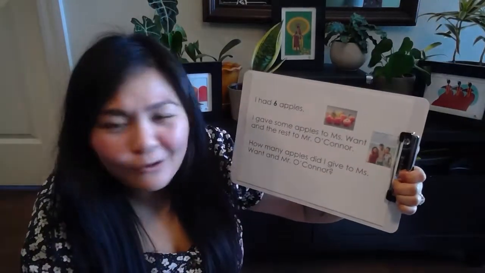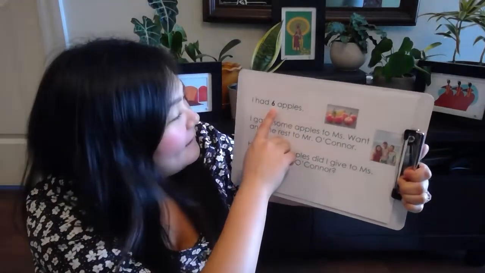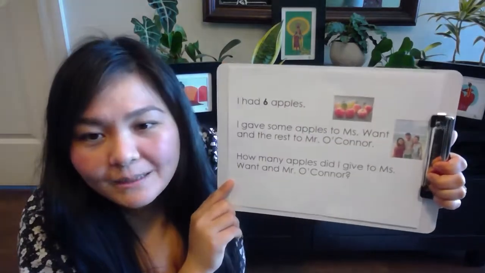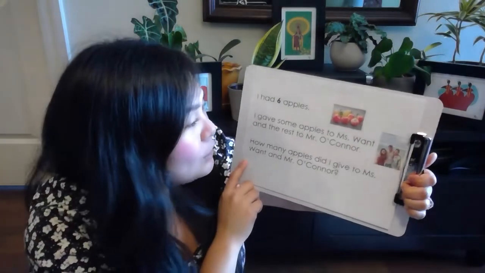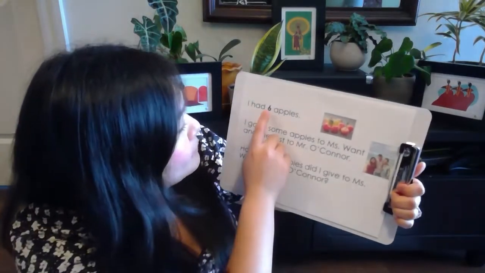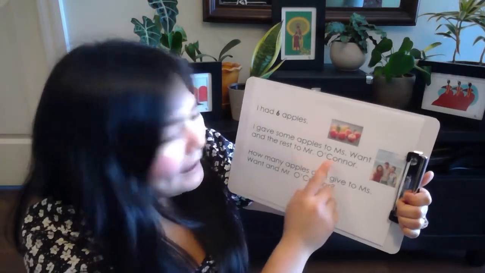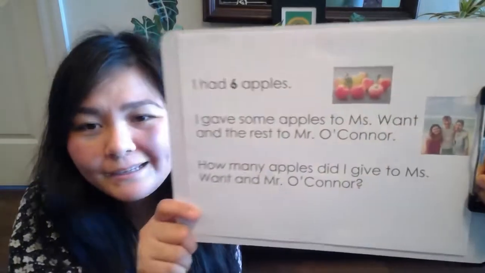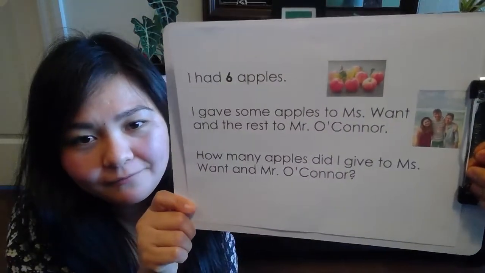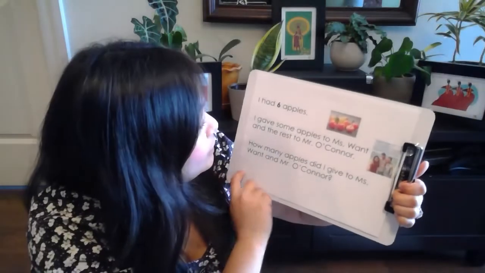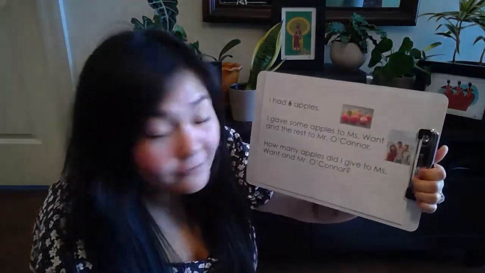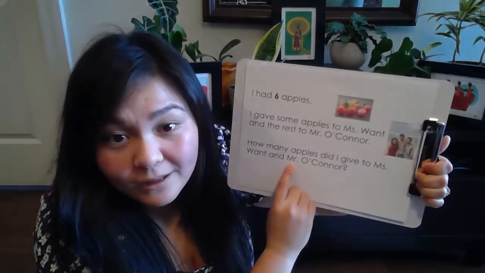Oh, I see a numeral. That's the number 6. So now I know that the character had 6 apples. I don't see any more numerals or quantities, so I'm still wondering how many apples the character gave to Miss Watt, and then how many they had left over to give to Mr. O'Connor. But it doesn't look like the author is going to give us that information, and that's okay, because I can still use the information I learned to figure out one way to solve the question in the story that the author is asking us.